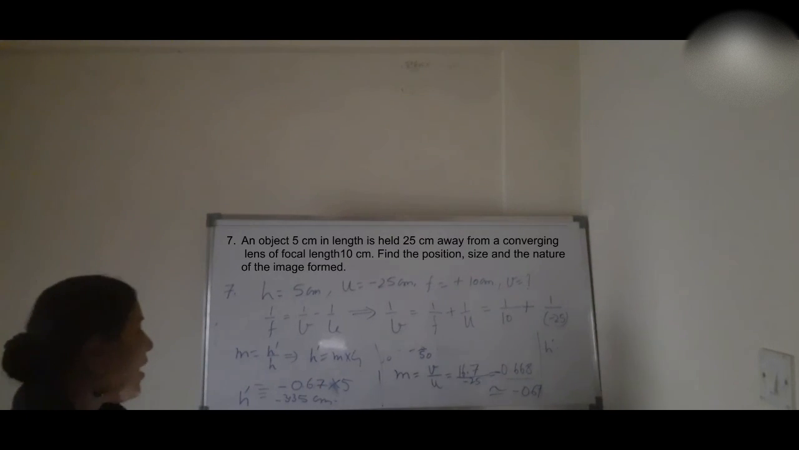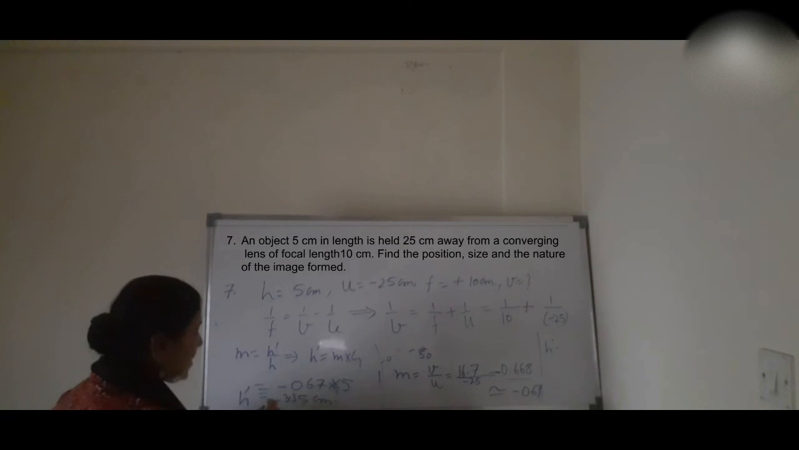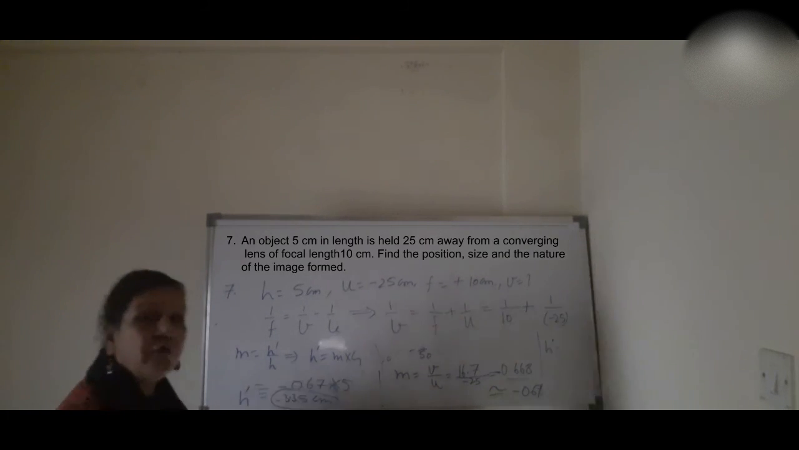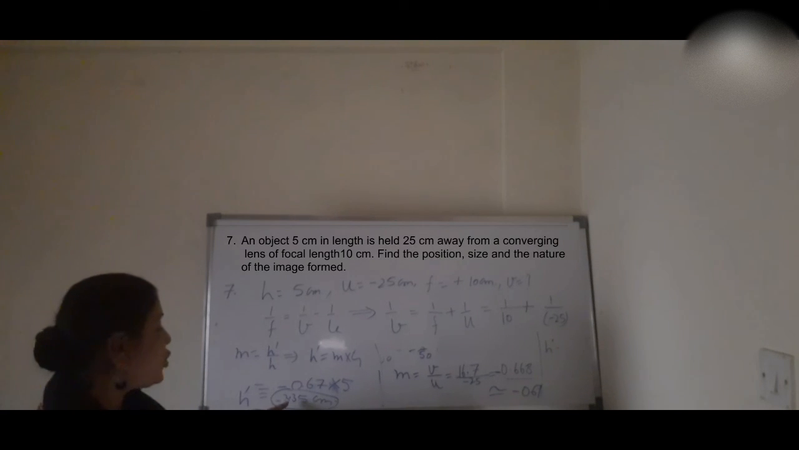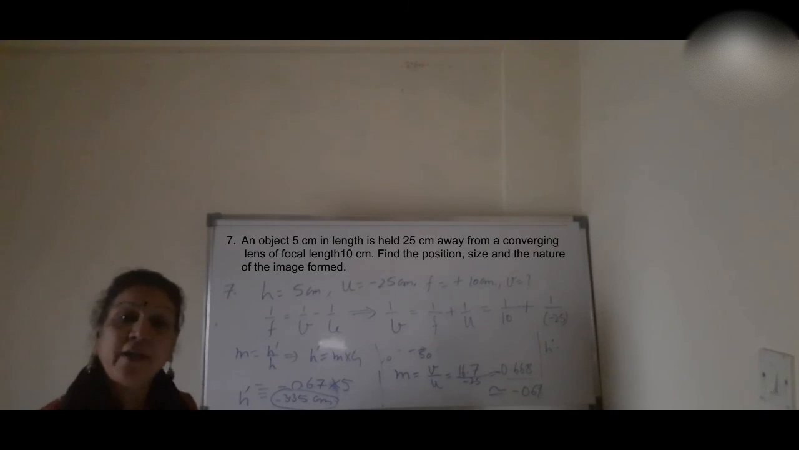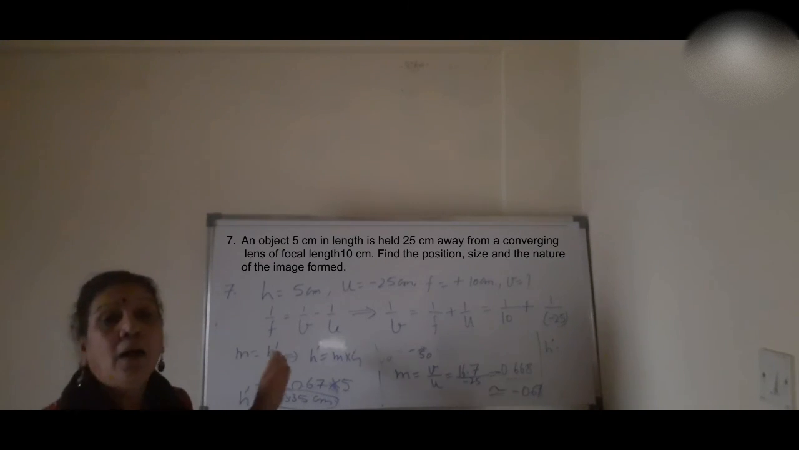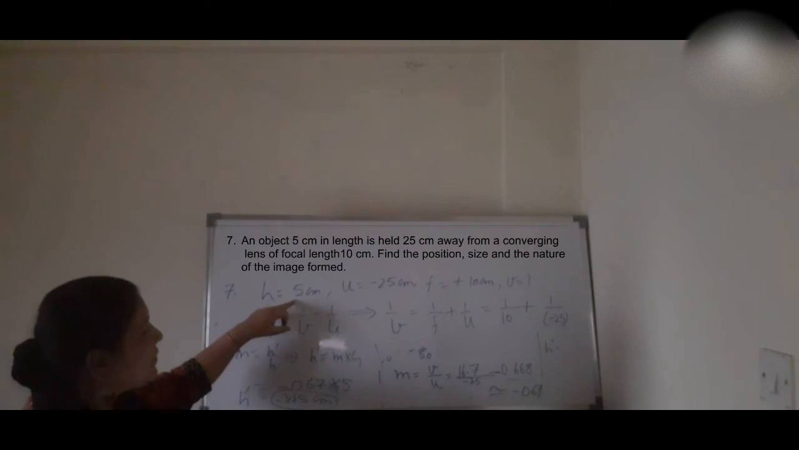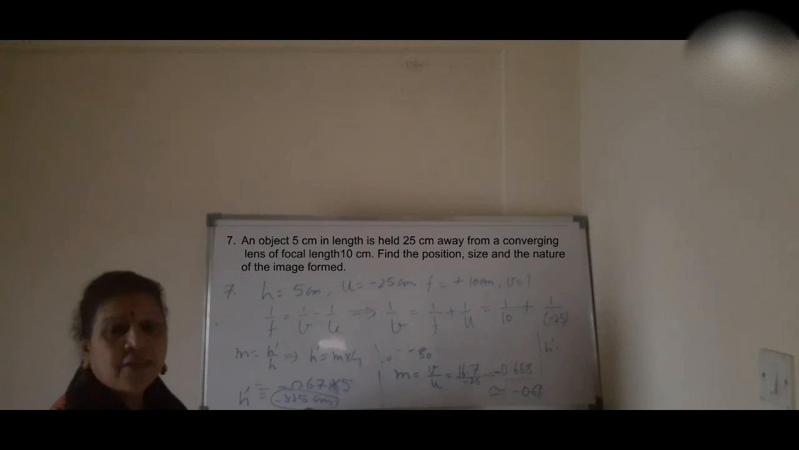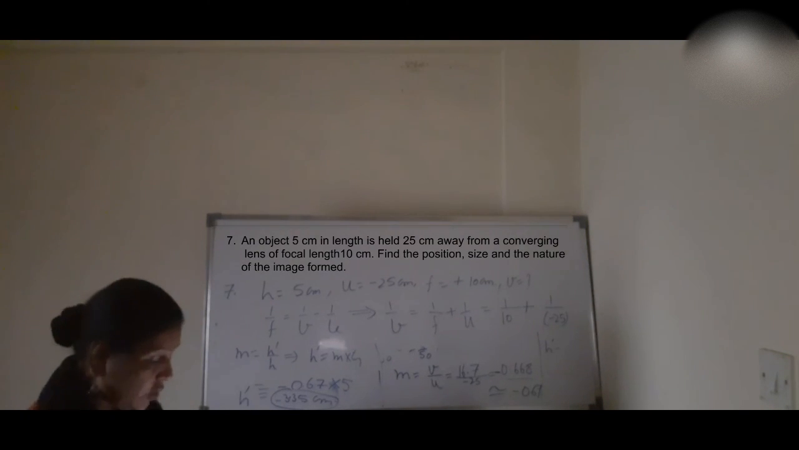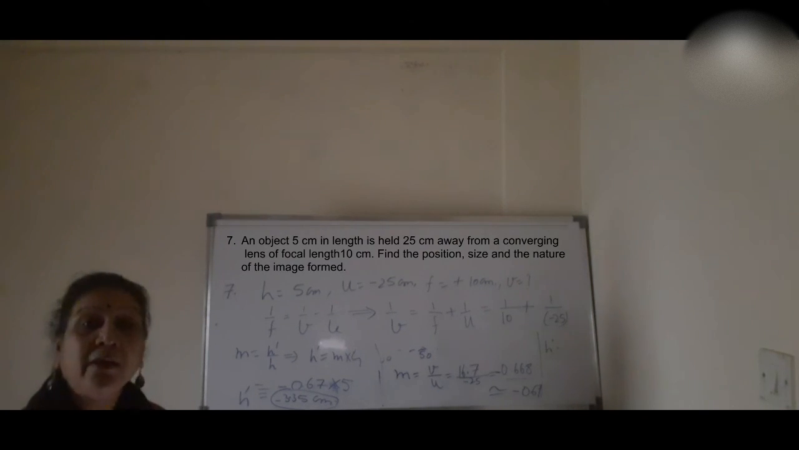So the height of the image is minus 3.35. Correct. So minus sign shows that h dash is equal to minus 3.35. This minus sign shows that it is a real and inverted image. 3.35 centimeter, it's smaller than the object because the object's height was 5, image height is 3.35. So this is the solution for question number 7.